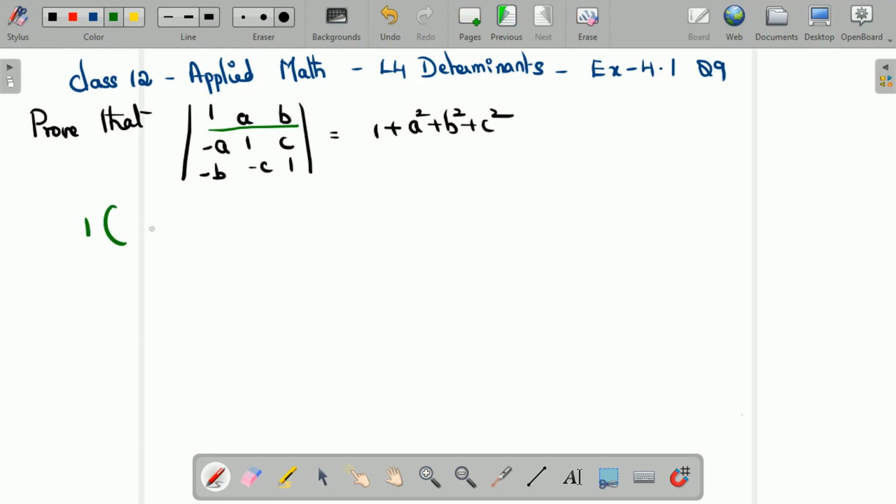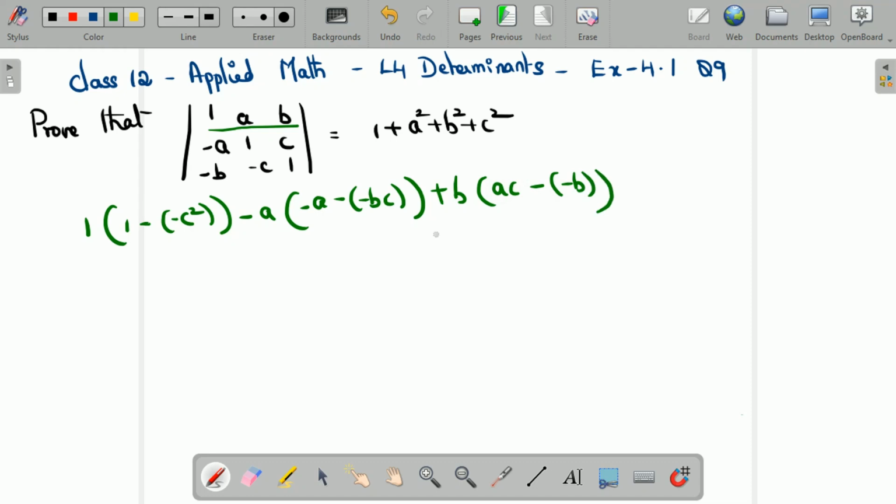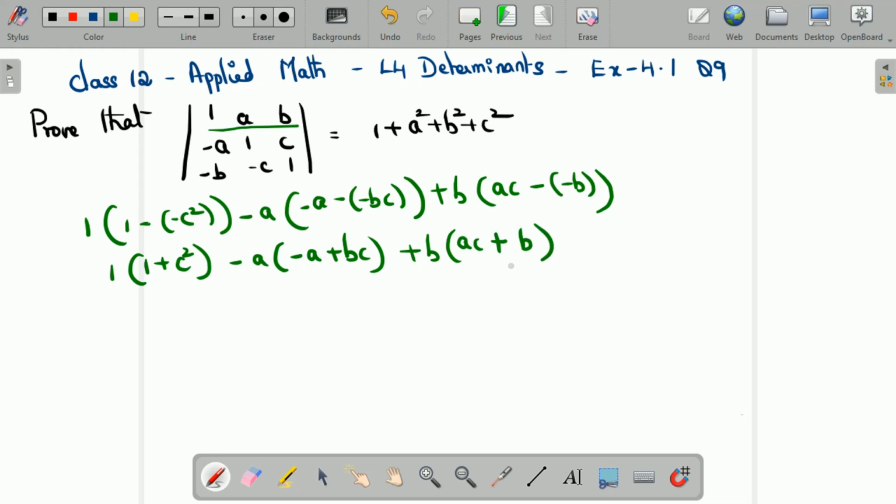So 1 into (1 minus of minus c²), minus a into (now this is minus a minus bc), plus b into (this is becoming ac minus of minus b). Now let's start to simplify. This is 1 into (1 plus c²), minus a into (minus a plus bc), plus b into (ac plus b). Now let's remove the brackets and simplify.